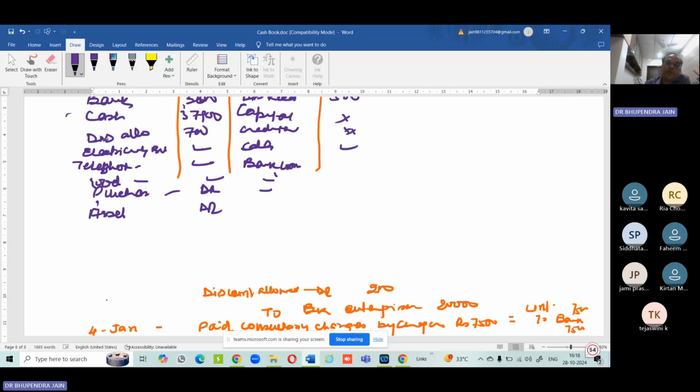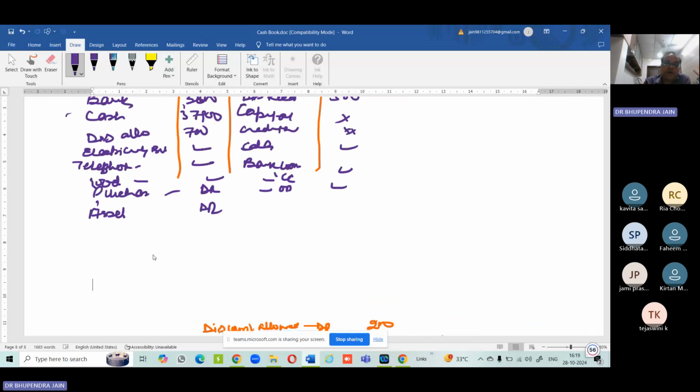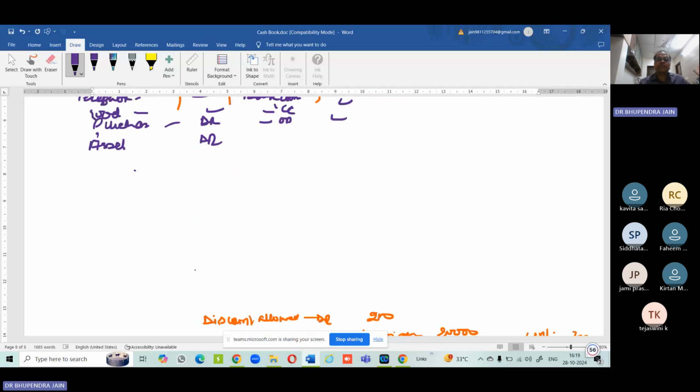bank loan with the CC or with the OD. So after preparation of ledger, we transfer all the ledger balances in one page of the book. So this is called the trial balance. Now, there is another format to prepare the trial balance. We can also use this type of format to prepare the trial balance. Just an example.